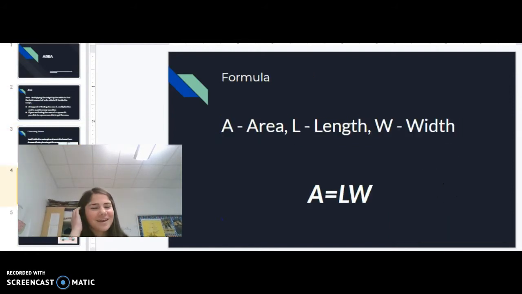Formula is A equals LW. A equals area, L equals length, and W equals width.